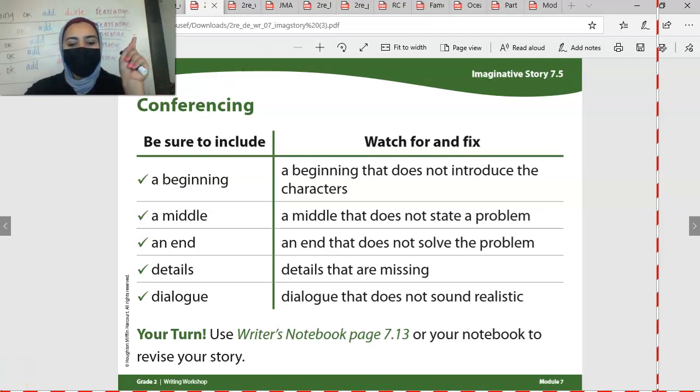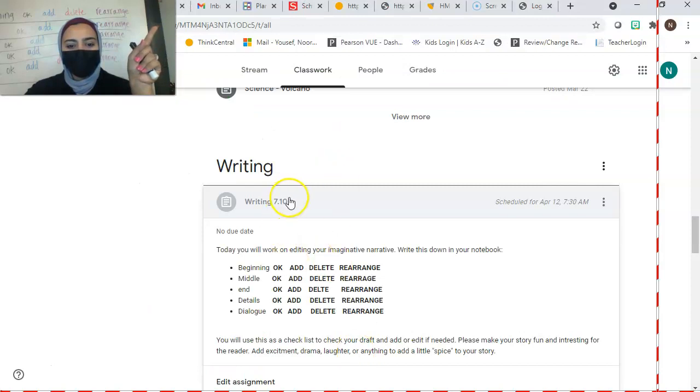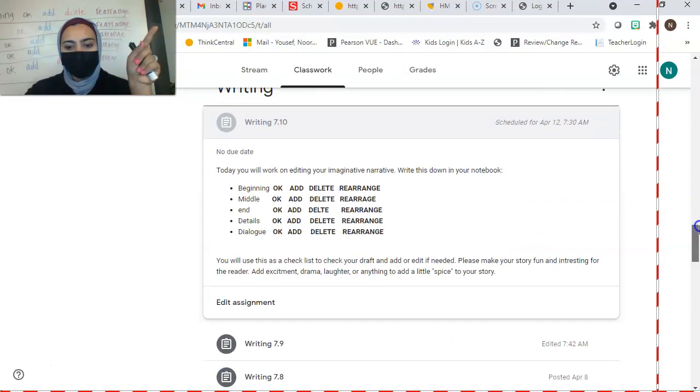Now, my online learners, I did add this in your writing. It says writing 7.10. It says today you will work on editing your imaginative narrative. Write this down in your notebook. So what is it, right? What are they writing down? It's on the board behind me too.